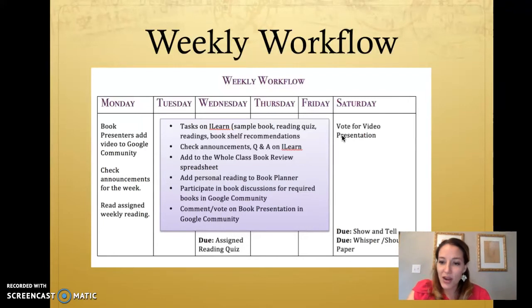So Tuesday through Friday, you get your tasks done in iLearn, you read your sample book, you can post questions if you have questions. Post your 2 book reviews to your book review sheet. Add all your reading to your book planner, all of those things. So keep in mind that Wednesday is when your reading quiz is due. So it's always due on Wednesday. Just keep that in the back of your mind.